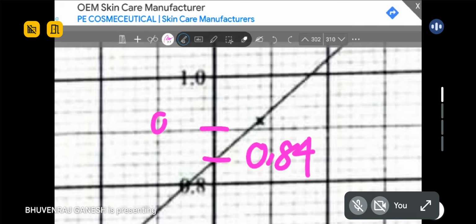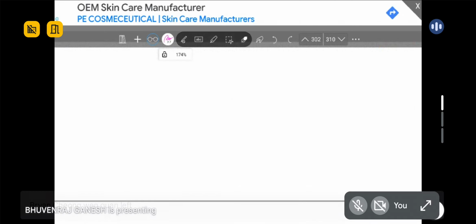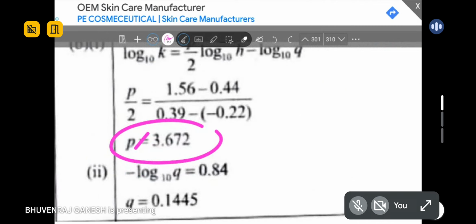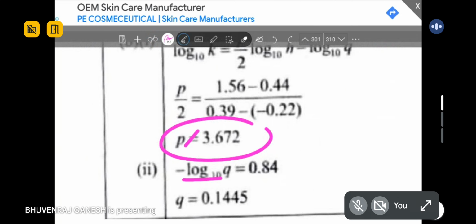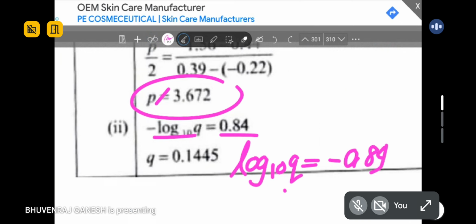Okay, this one is 0.9. So one small box is 0.02. Okay, satu kotak kecil 0.02. So what you do is you just see your equation lah. C is equal to negative log 10Q, right? So negative log 10Q equal to 0.84. So log 10Q equal to negative 0.84. So Q is equal to 10 power negative 0.84. So this is the answer you get.